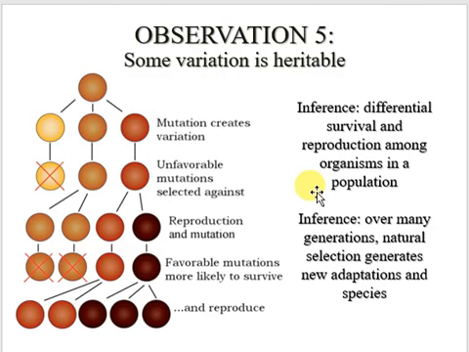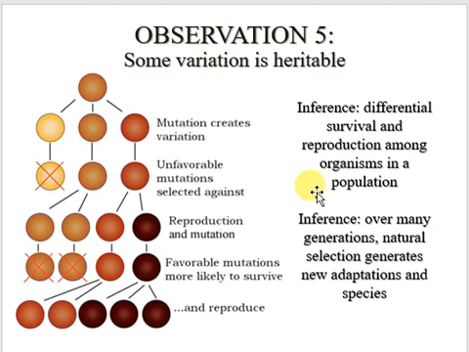The first being that there's a differential survival and reproduction among varying organisms in a population. Again, those organisms will have differences in traits, and the proportion of variance within a population changes over time based on selective pressures, right? That goes back to what we talked about with differential reproductive success.